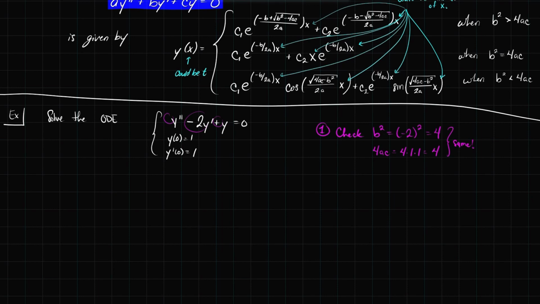So that's going to tell us that our solution, and I'm going to use t here, okay? So one reason why I'm using t, note that the inputs here, 0 and 0, are the same number, which makes this an initial value problem. An initial value problem evolves over time.